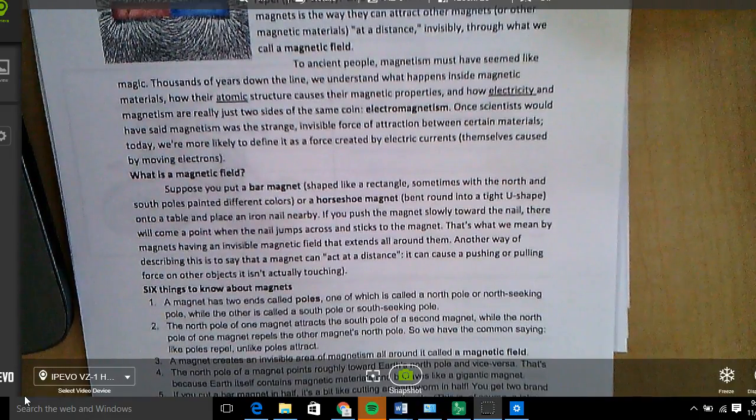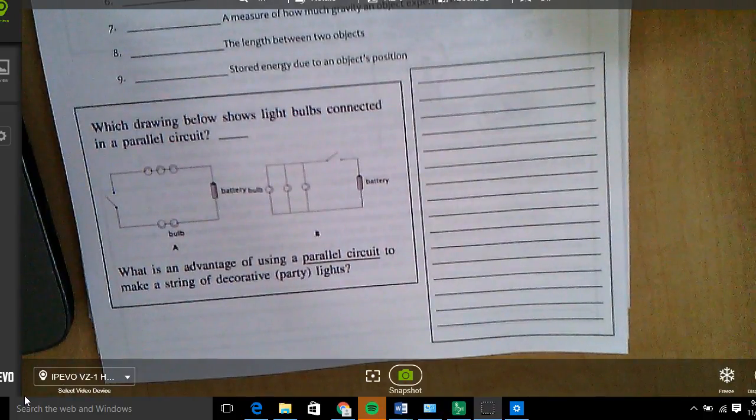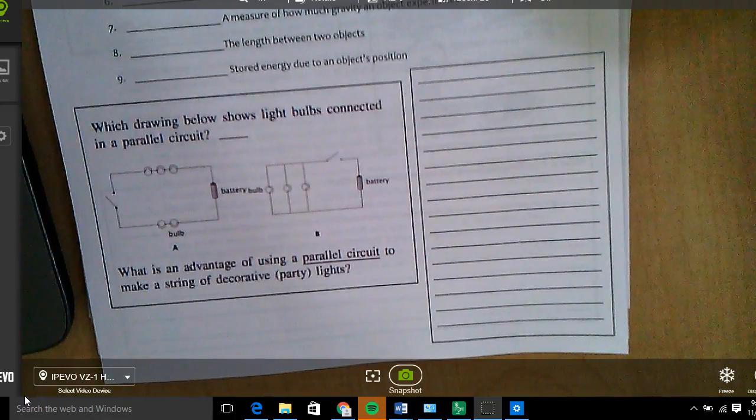One of the most amazing things about magnets is the way they can attract other magnets or other magnetic materials at a distance, invisibly, through what we call a magnetic field. To ancient people, magnetism must have seemed like magic. Thousands of years down the line, we understand what happens inside magnetic materials, how their atomic structure causes them to attract. We're more likely to define it as a force created by electric currents, themselves caused by moving electrons.